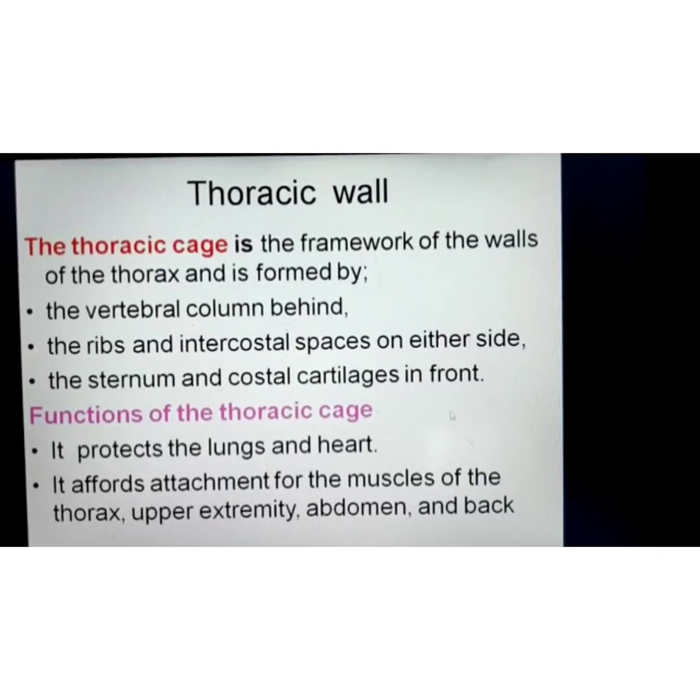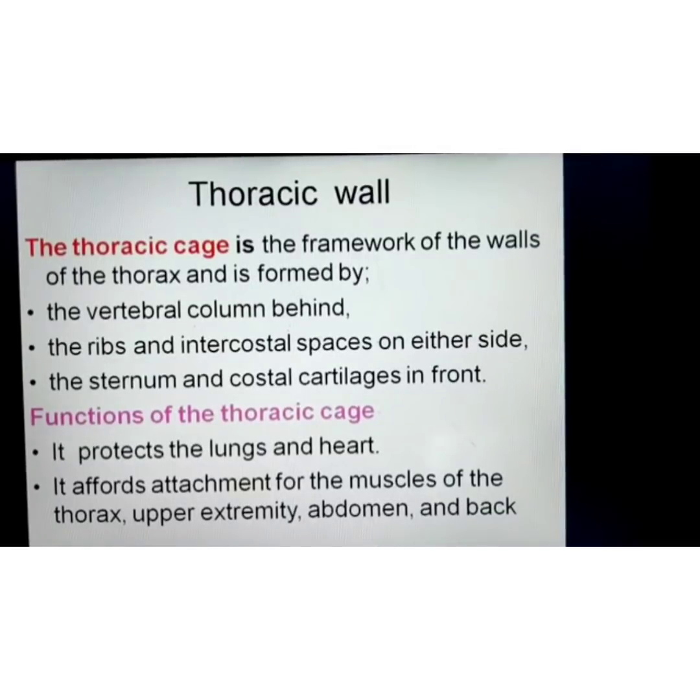Now, functions of the thoracic cage, as we have already discussed: it protects the lungs and heart, and it also gives attachment to the muscles of the thorax, the muscles of the upper limb, muscles of the abdomen, and the muscles of the back.